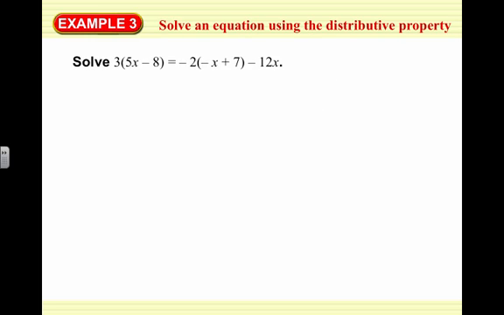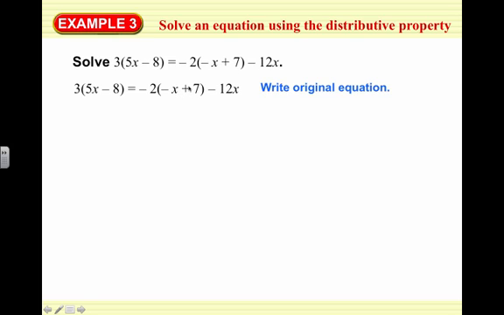All right, now let's just go back to a regular equation, but this time we're going to have x's on both sides of the equation, and we're going to have to use our good friend, the distributive property. So on here we're solving, and let's go ahead and recopy the original equation. 3 times the quantity 5x minus 8 equals negative 2 times the quantity negative x plus 7 minus 12x.